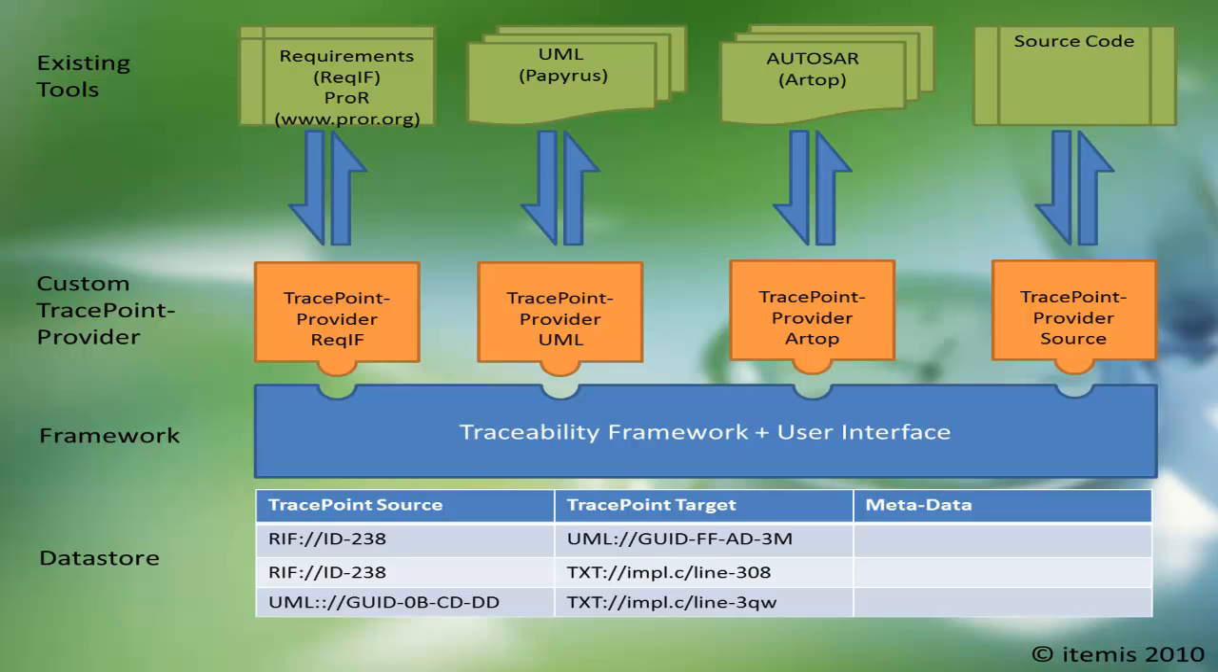The Eclipse part in this project is to provide an Eclipse-based traceability solution, and the architecture of this solution is as follows. We are implementing a basic data store that is capable of linking so-called trace points. Those trace points represent any artifact that you would like to trace. So an artifact could be a UML model element, it could be part of a text file, it could be a requirement or even a Word document.